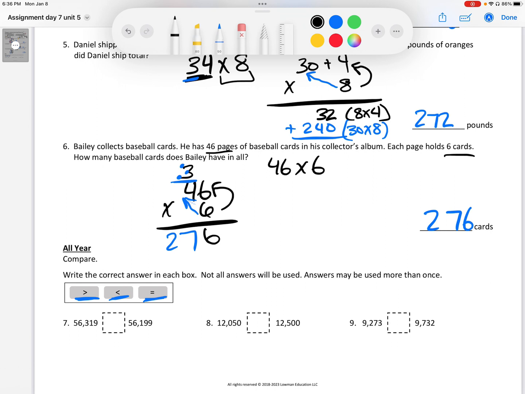56,319, 56,199. Both of these numbers have a 5 in the 10,000s place, and that doesn't help me because they're equal. They both have a 6 in the thousands place. Still doesn't help me because 6,000 and 6,000, that's the same number. They're equal. We're going to look in the hundreds place next. Oh, I see one has a 3, one has a 1. 3 is greater than 1, so we're going to use the comparison symbol that has the bigger side over there towards the bigger number. You'll do that on all the rest of the problems at the bottom.